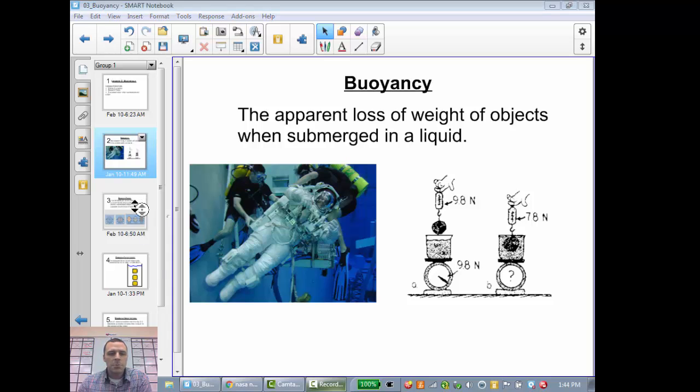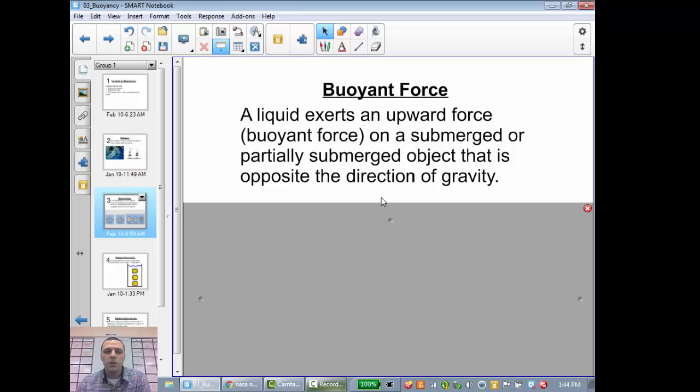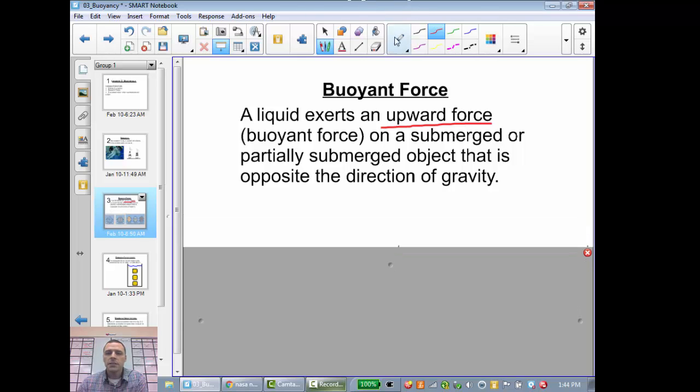The reason that objects appear lighter is because there's something called a buoyant force. Buoyancy is caused by the buoyant force. The buoyant force is when a liquid exerts an upward force. I think that that's an important point, so I'm going to underline that. An upward force on a submerged or partially submerged object that is opposite the direction of gravity. So if we take an object that's in water, and let's say it's a rock, there's going to be weight, which is m times g. That's the weight of the object that's gravity's pulled down. And there's definitely a buoyant force that's pushing up.